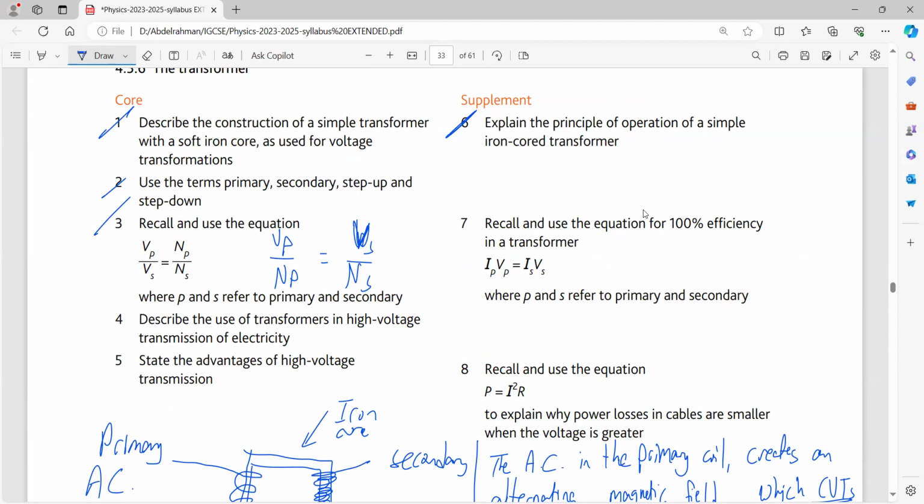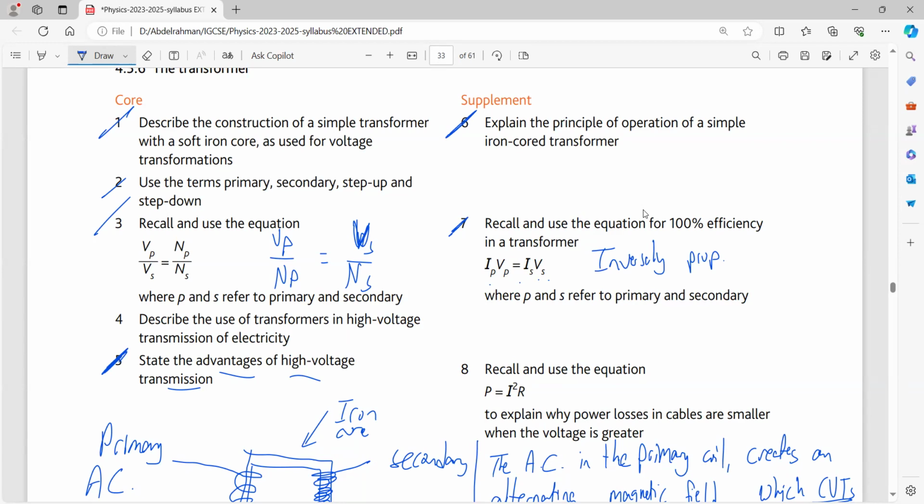We have another equation to find the current. IPVP equals ISVS, which relates the current to the voltage. In this equation, we can see that the current is inversely proportional, which is a good thing. Why? Because one of the advantages of high voltage transmission is that as the voltage increases, the current decreases. This is an advantage.